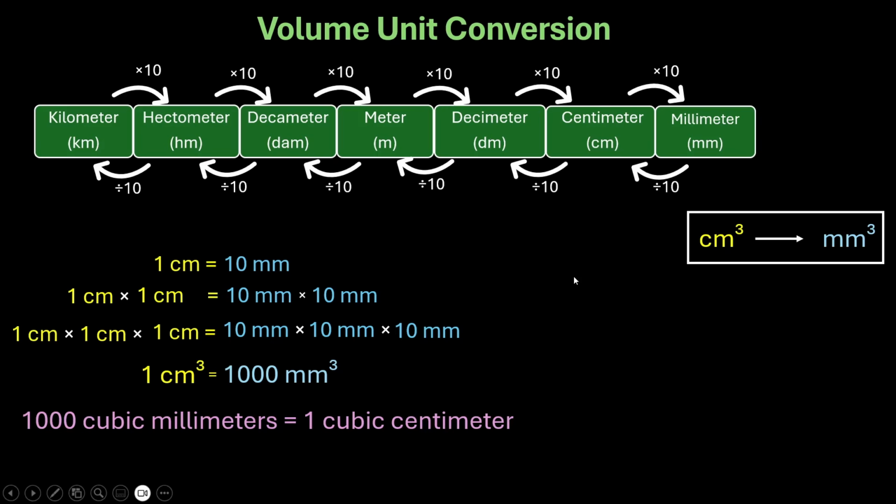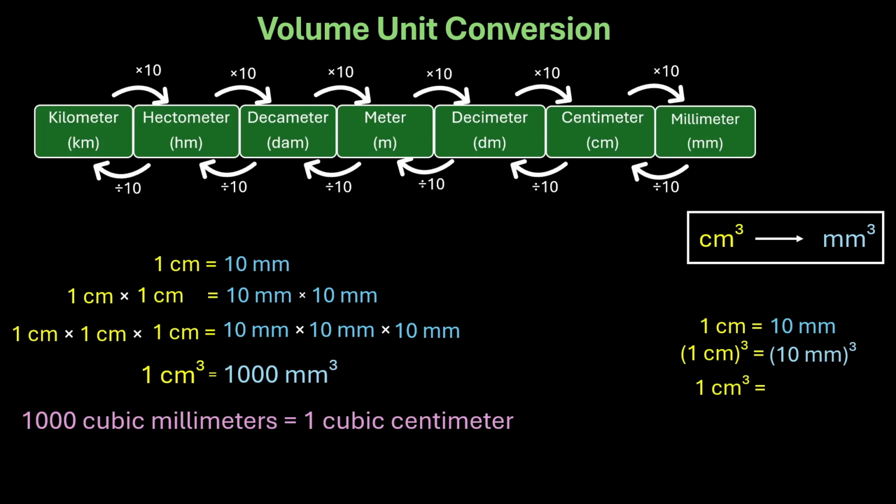There is a shorter way around it too. We know that 1 centimeter is 10 millimeter. Now, since we need 1 centimeter cube, let's cube this. Cube of 1 centimeter will then be equal to cube of 10 millimeter. So this gives us 1 centimeter cube is equal to 1000 millimeter cube.